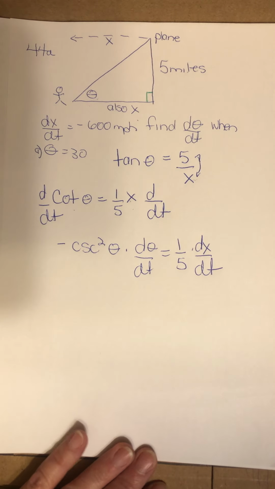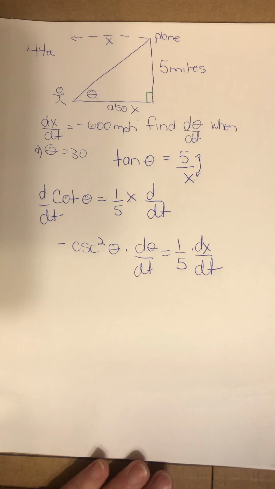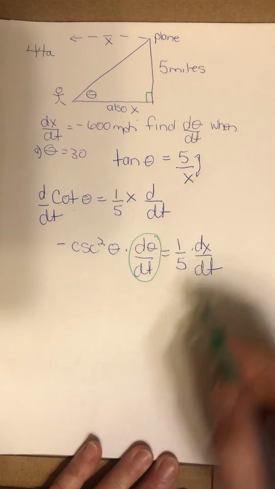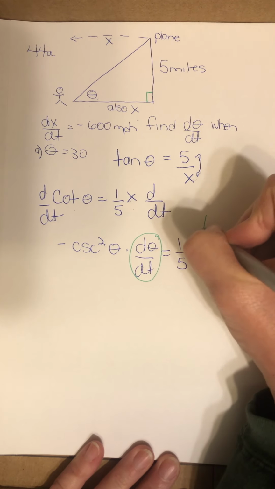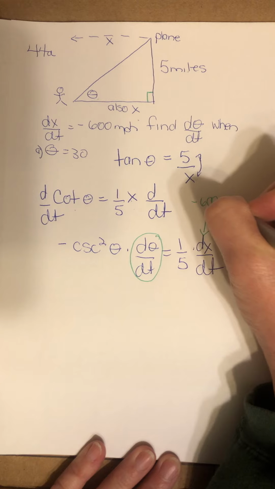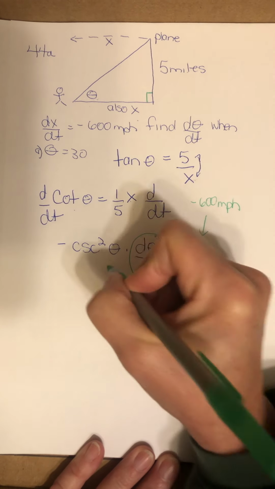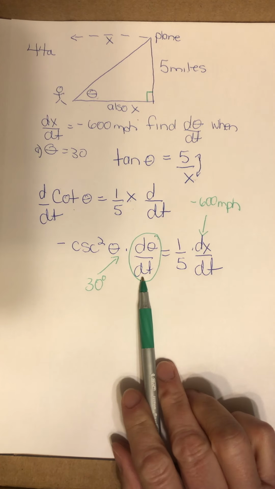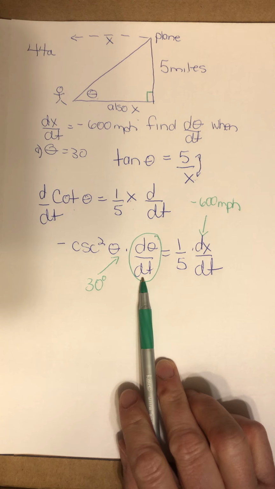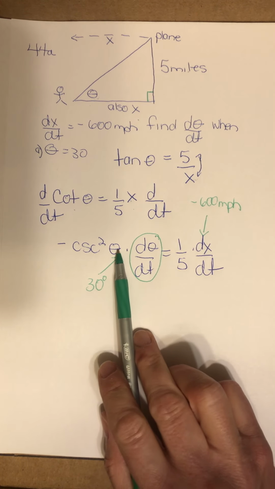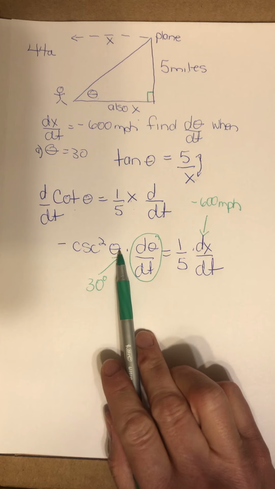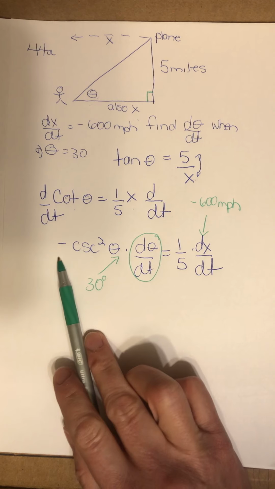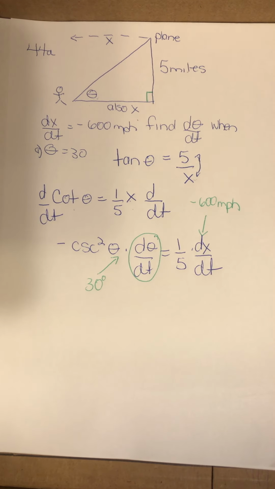And let's take a look. They asked us for d theta dt. There we go. My dx dt they gave me, that's a negative 600 miles per hour. And they did give me theta. It is 30 degrees. So I do have everything I need to solve for d theta dt. I am trusting that you can very carefully find first sine of theta, right? Sine of 30. Take the reciprocal, square it. Don't forget your negative, right? And work to get d theta dt alone.